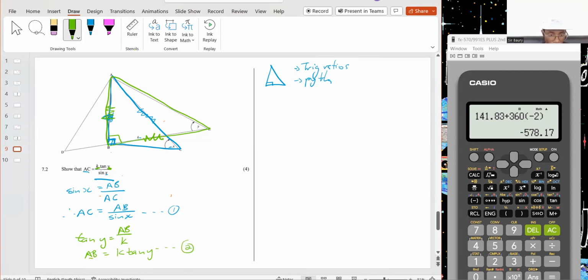If you look at something here, AB is common, there's AB here. So I can substitute for AB into the first equation. It's going to give me AC equal to, substituting AB, K tan Y all over sine X. That is my answer. I've proven that AC is equal to whatever I was given.